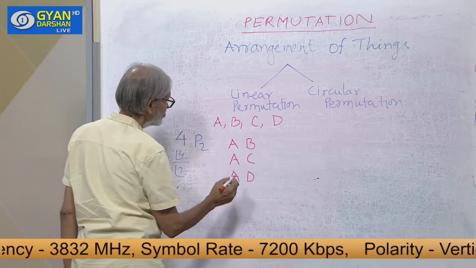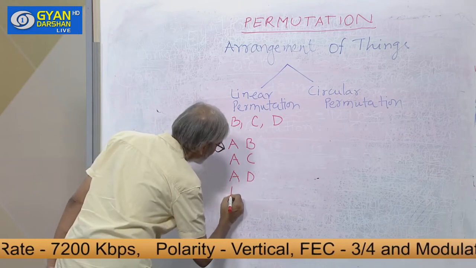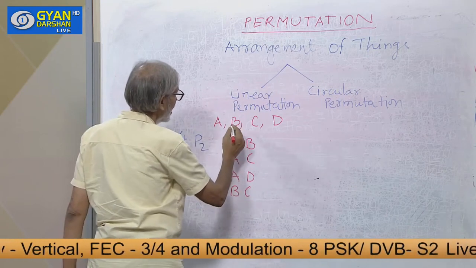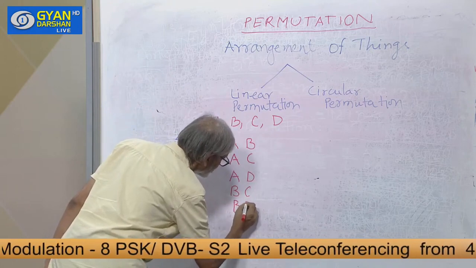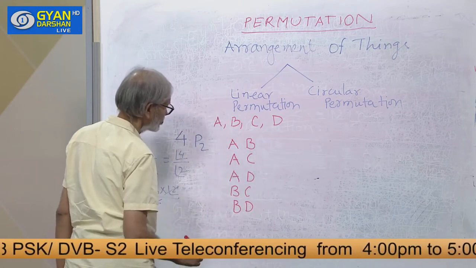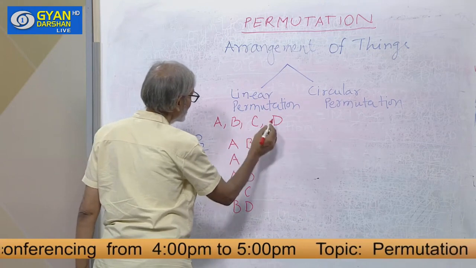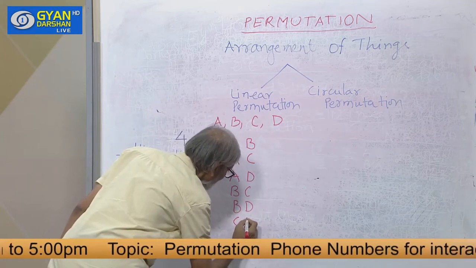Then starting from B, the other 2 can be B and C, and then B and D, and then the last combination, C and D.